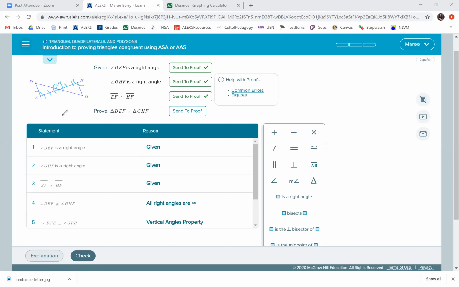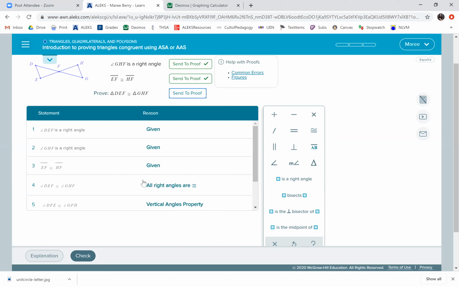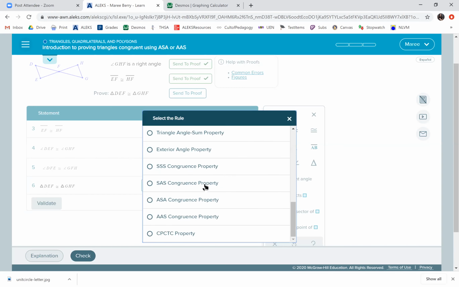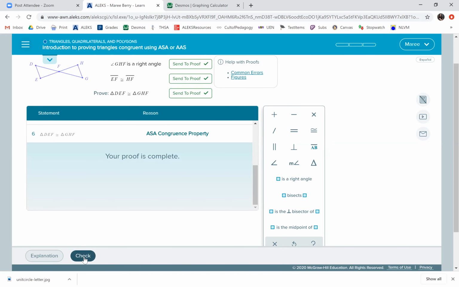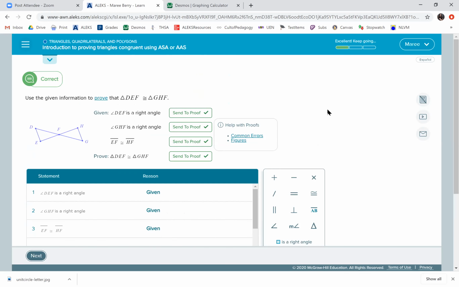So once you know it's between, then you use the ASA. Hey, where'd it go? Oh, there we go. I didn't know I had to scroll down. Validate says the proof is done. And then you check it to make sure you put the right things in. Did it say it's right? Oh yeah. Okay. Next one.